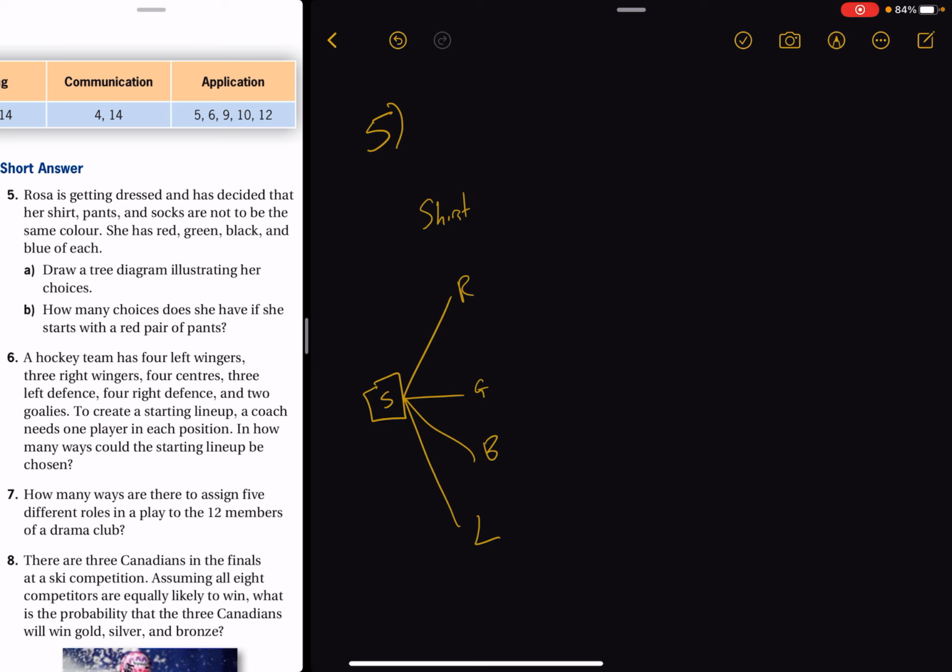Okay, and if she picks a red shirt, well, what does she have to pick next? Rosa has to pick pants. Pants, red. Oh, because she picked red, she doesn't want to do red no more. So green, black, and blue.